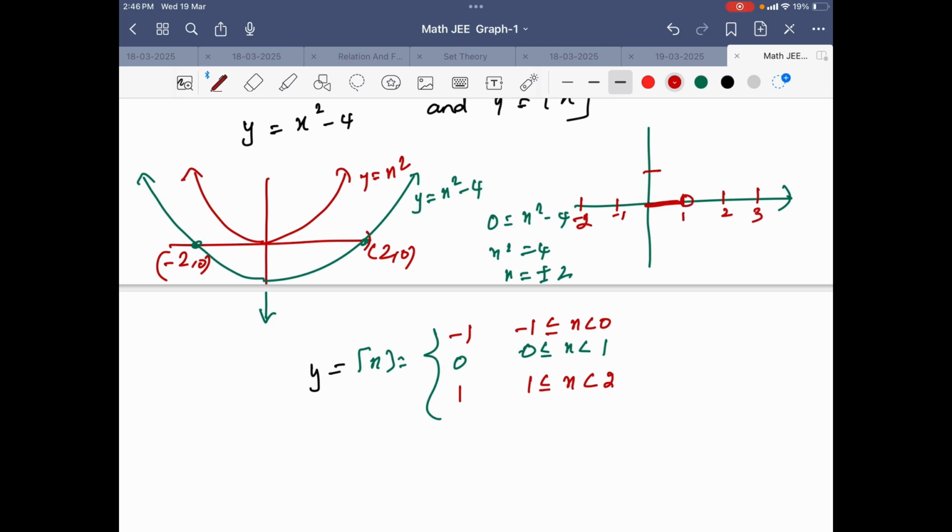When you take 1, it jumps to 1 here, 1 on the y-axis, right? So for 1 to 2, you take the third interval, y is equal to 1. But when you take 2, the greatest integer of 2 will be 2, right? So the graph will be like this. When you take minus 1 to 0, y is equal to minus 1 here, right? Understood? This is the greatest integer function.